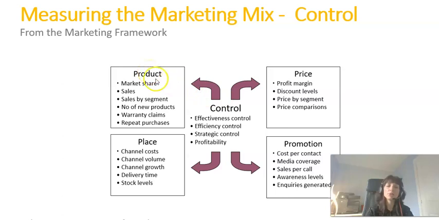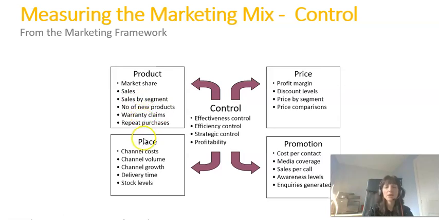So when we're looking at the product, things that we can consider are how much of the market share has our company got? In terms of value and volume, how many sales are they getting? How many new products are we getting? What are our warranties like? If we've got a high level of defects, that could be very damaging. We need to do something about that. And then our repeat purchases. Is this a level that it could be, or could we work more on our promotions with our existing customers to get more repeat purchases?